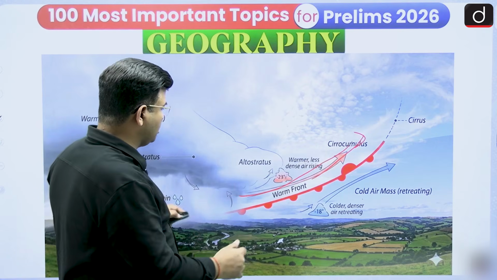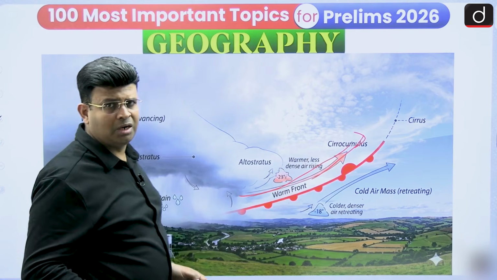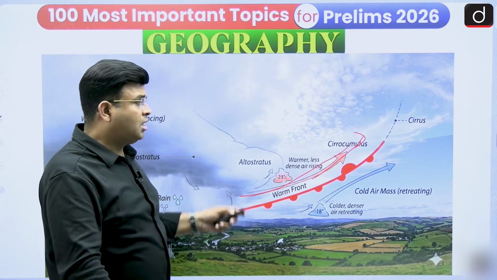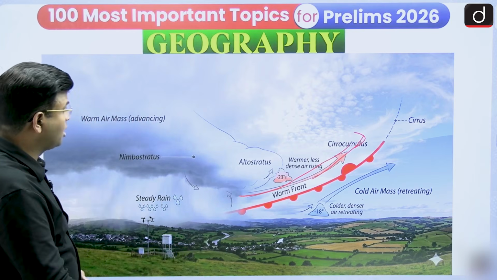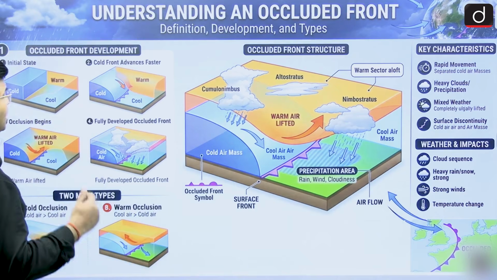So again, who is invading here? The warm air mass is invading. On that basis, the warm air mass is the stronger one, rather than the cold front. So it is considered a warm front, because who is invading? The warm air mass. And then there is the occluded front.